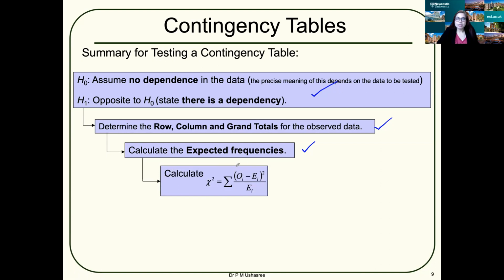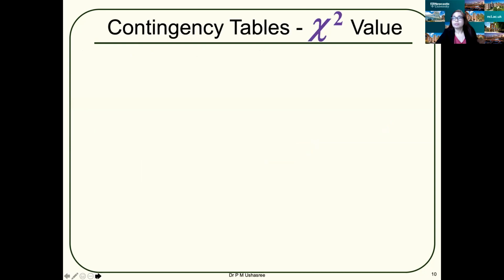Again, we know the observed frequency, because that's the experimental value, what we have observed. We have calculated the expected frequency. We know this, so we can surely calculate the chi-square for each cell.